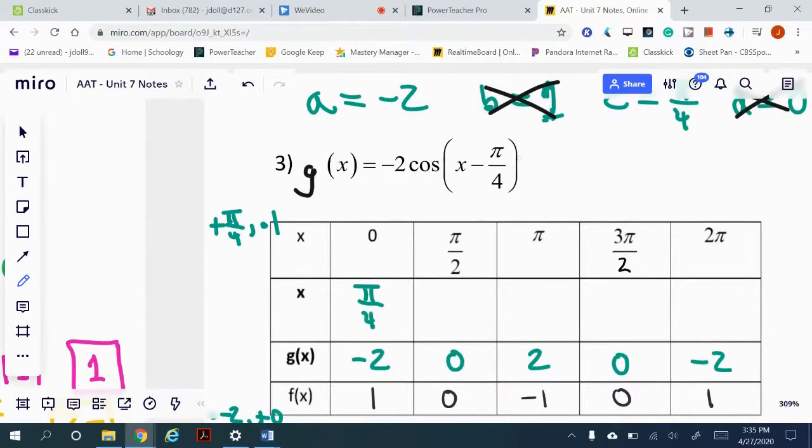So this becomes pi over 4. This becomes 3 pi over 4. Now you do have to change and get a common denominator, like we have to work just like we've always worked with fractions. This is going to become 5 pi over 4, 7 pi over 4, and finally 9 pi over 4.